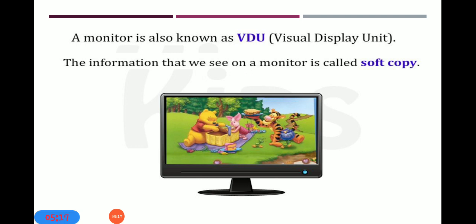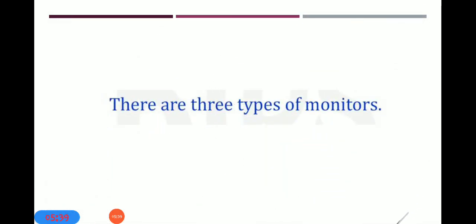The information that we see on a monitor is called soft copy. It means the information you are seeing on a monitor is called soft copy. मतलब जो कंप्यूटर में जो आप देखते हो इंफॉर्मेशन को, उसे हम सॉफ्ट कॉपी बोलेंगे. ठीक है. Now there are three types of monitor.